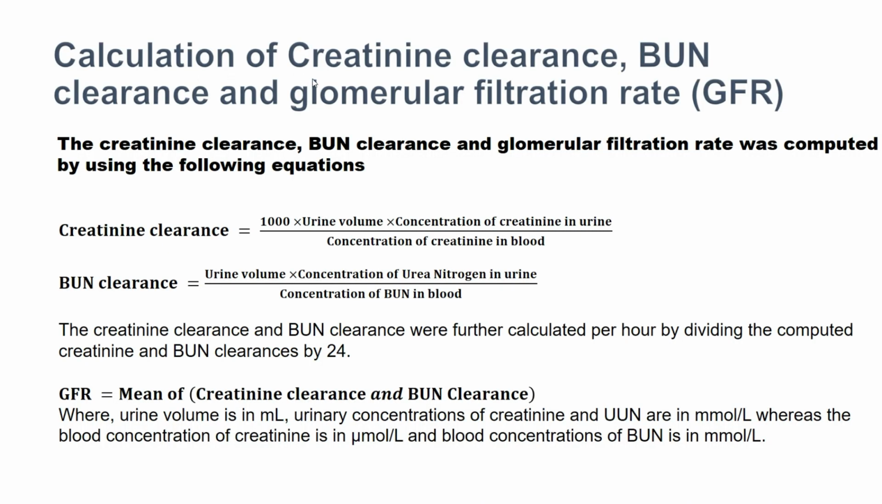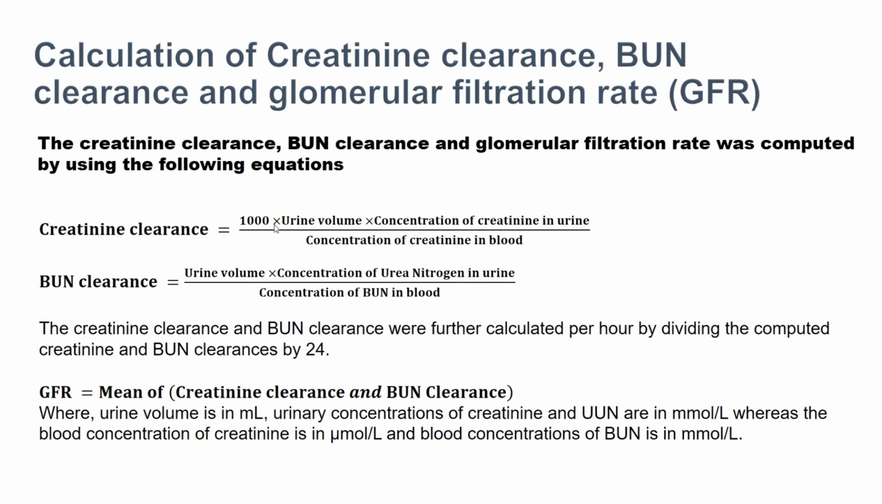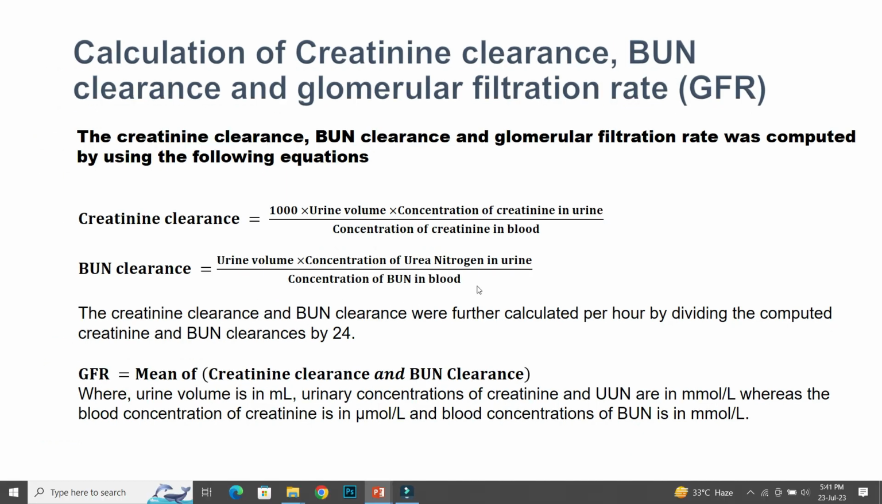Now finally we will see how to calculate creatinine clearance, BUN clearance, and glomerular filtration rate. To calculate creatinine clearance, we will use this formula. Here we have added 1000; why we have added that we will see later. It is 1000 times urine volume times concentration of creatinine in urine, divided by concentration of creatinine in blood, meaning serum. And second, BUN clearance is urine volume times concentration of urea nitrogen in urine, divided by concentration of BUN in serum.